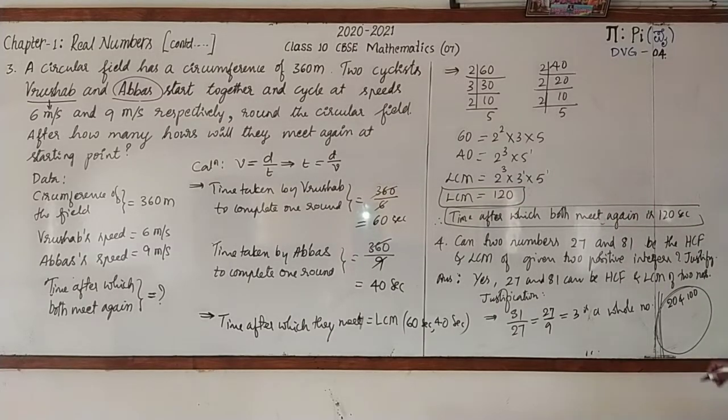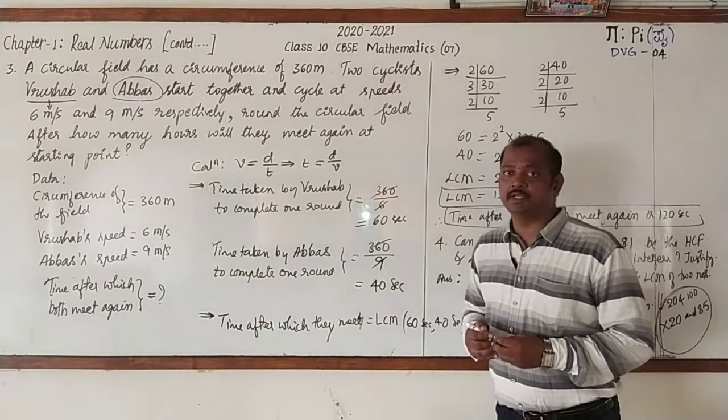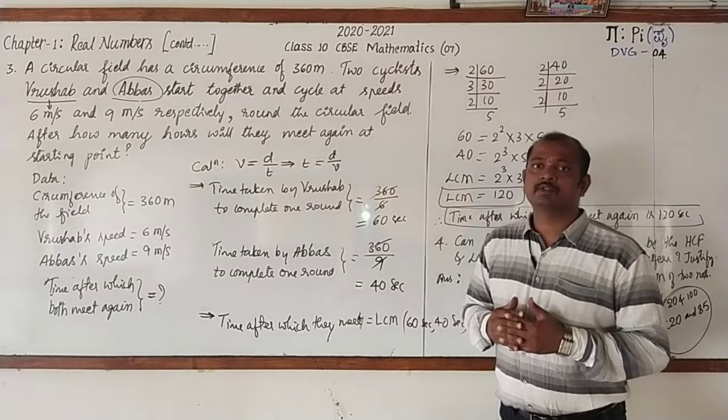I go for taking another one. 20 and 85. Is it possible to take 20 as HCF and 85 as LCM? Impossible. Why? See that when you divide 85 by 20, 20 does not divide 85 completely. We will get a fraction. Hence, these two are not HCF and LCM, whereas these two are HCF and LCM of the given two positive integers. I hope that you have understood.